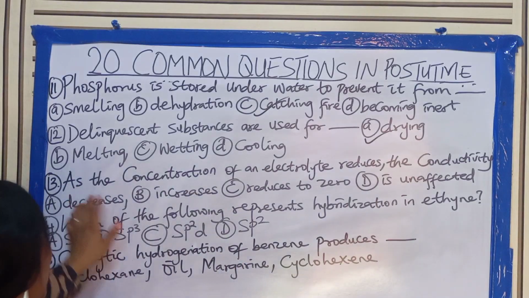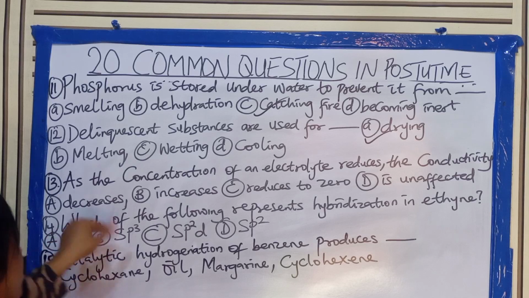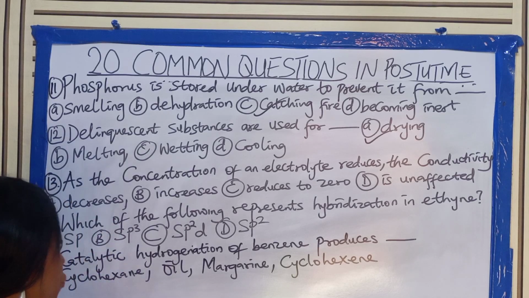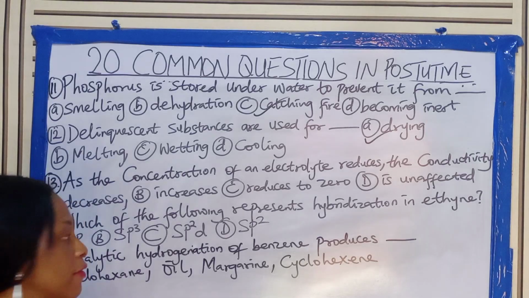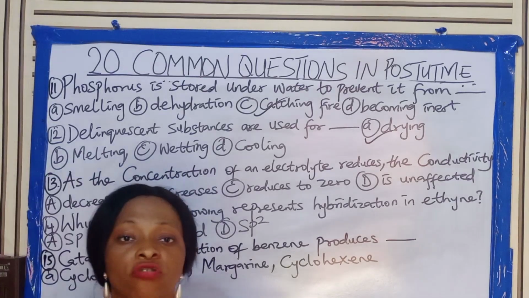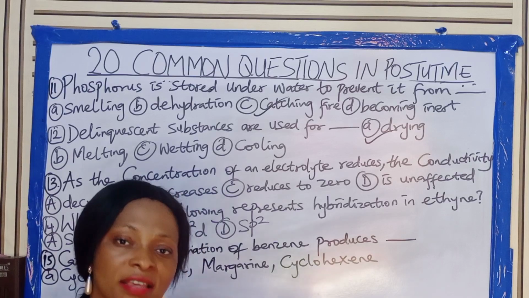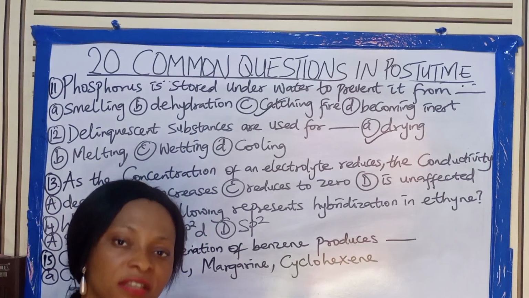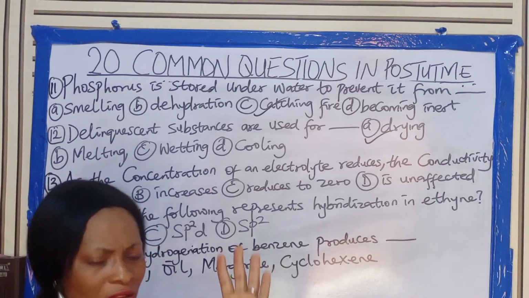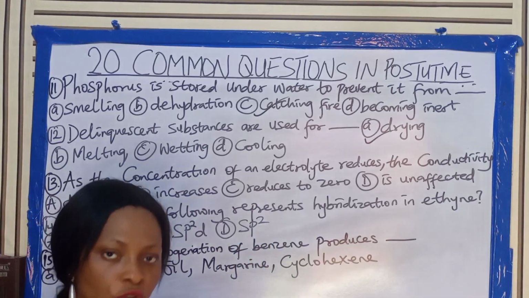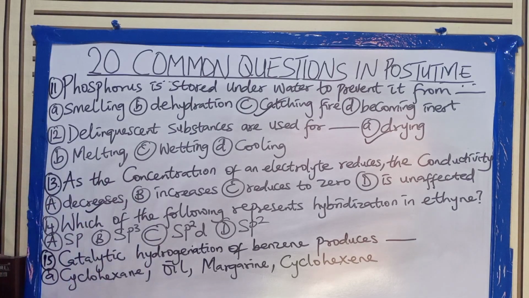Next, as the concentration of an electrolyte reduces, the conductivity dash: decreases, increases, reduces to 0, is unaffected. When the concentration of an electrolyte decreases, that means the number of charges will definitely decrease. Therefore, what do you think will happen? Will the conductivity increase? No, it will reduce. So the answer to that question is decreases.